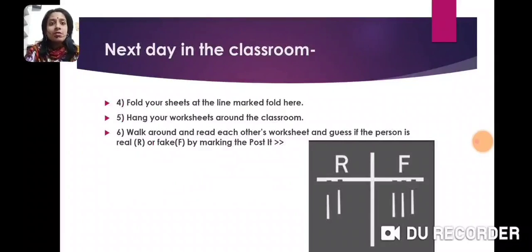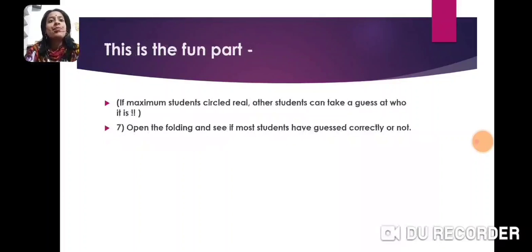The next day, when you come to the class, you have to fold your sheets at the line marked fold here. Yes, you can look at the worksheet I have handed to you. Then hang your worksheets around the classroom and walk around and read each other's worksheets and guess if the person is real, R, or fake, F, by marking the post-it. Yes, you have to paste the post-it on the worksheet while you are hanging your worksheets on the wall. This we will do next day when you come to the class.